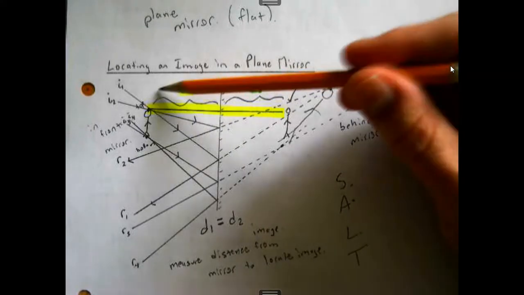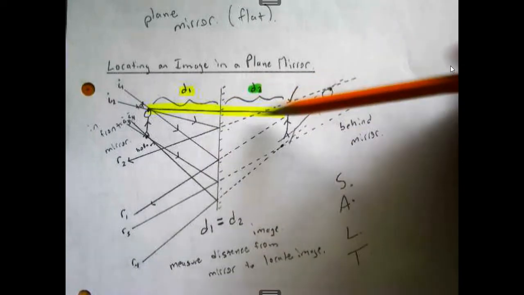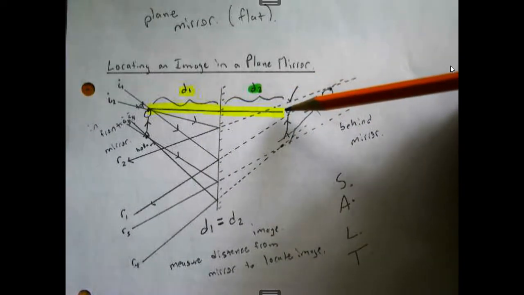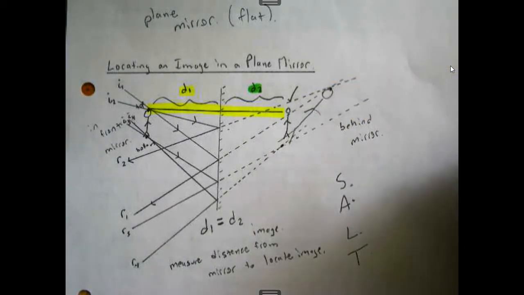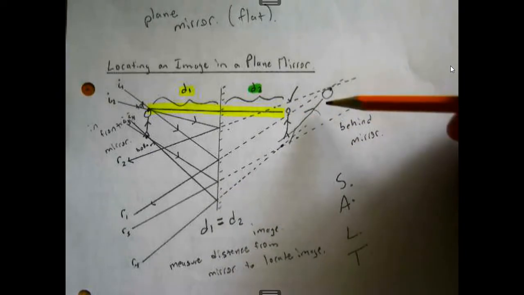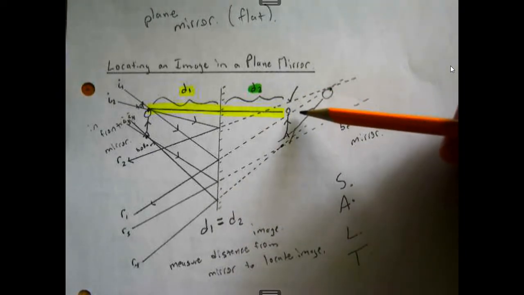So if you measure yourself to be D1 away, or some distance away from the mirror, it's the equal distance of where the image is. So it looks like it's twice as far away from you in the mirror. Okay, and that's the easiest way. Now, what we're going to be looking at is other mirrors and how to find their images. But we're going to first look at the image that's associated with a plane mirror.